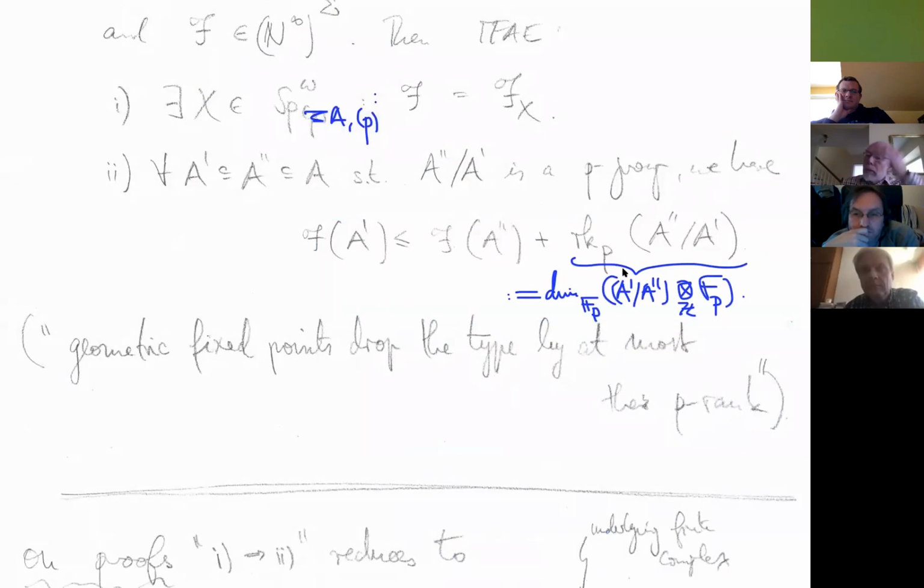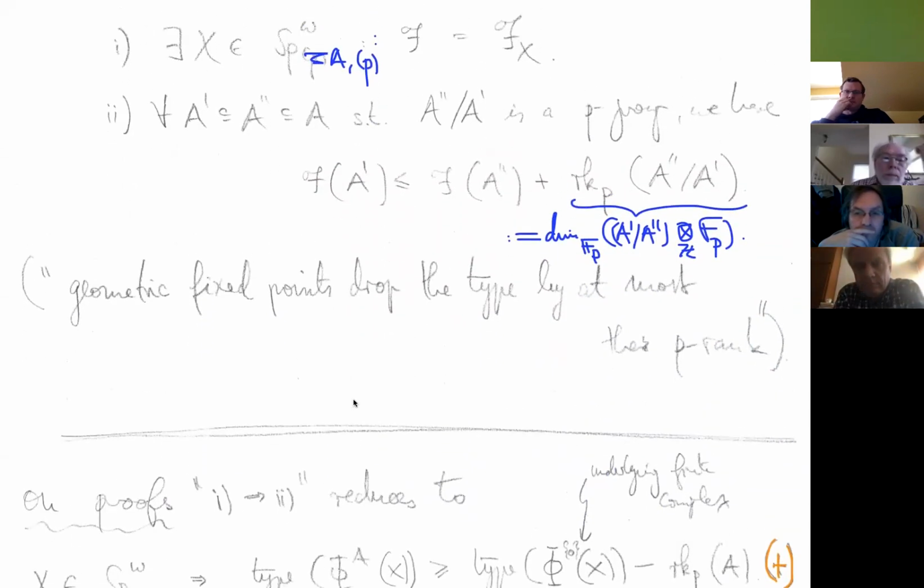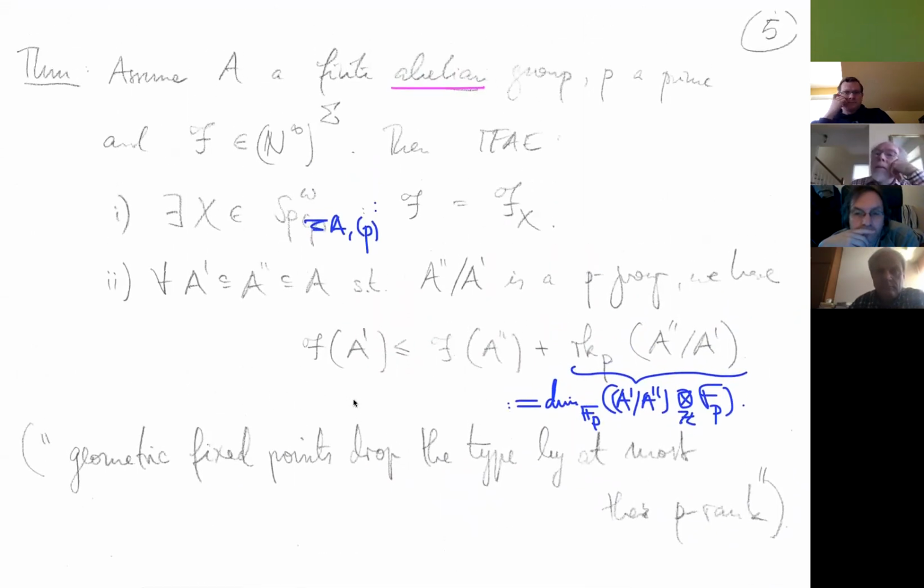So the slogan here, in quotation marks, is that the geometric fixed points can drop the type of the finite complex by at most the p-rank of the group which is acting. And so, are there any questions? At this point the talk is over, so to speak. That's our main result, period.